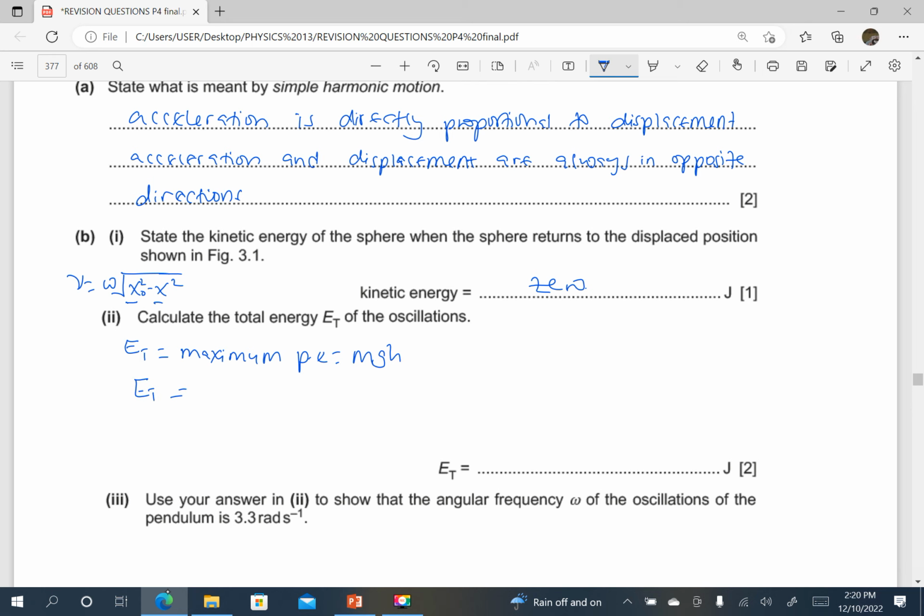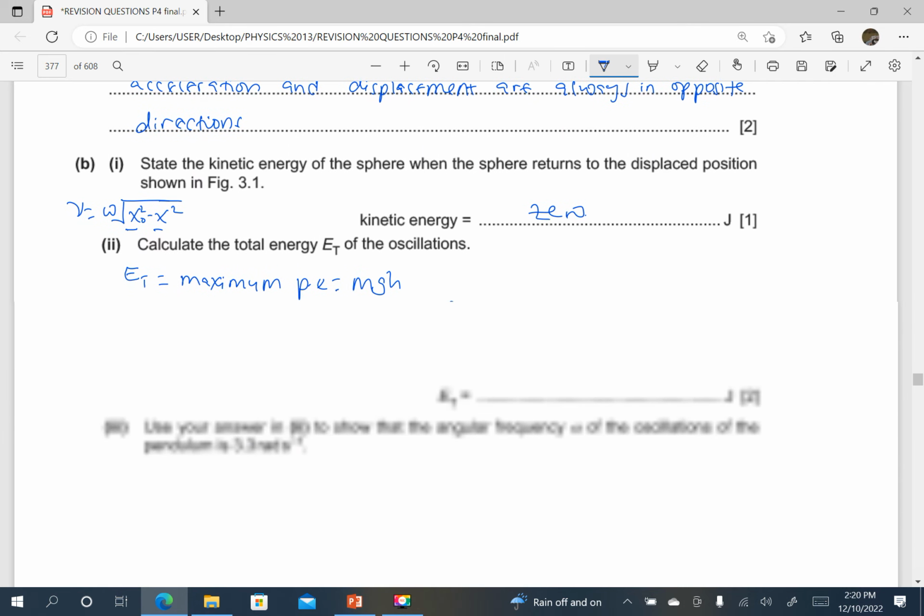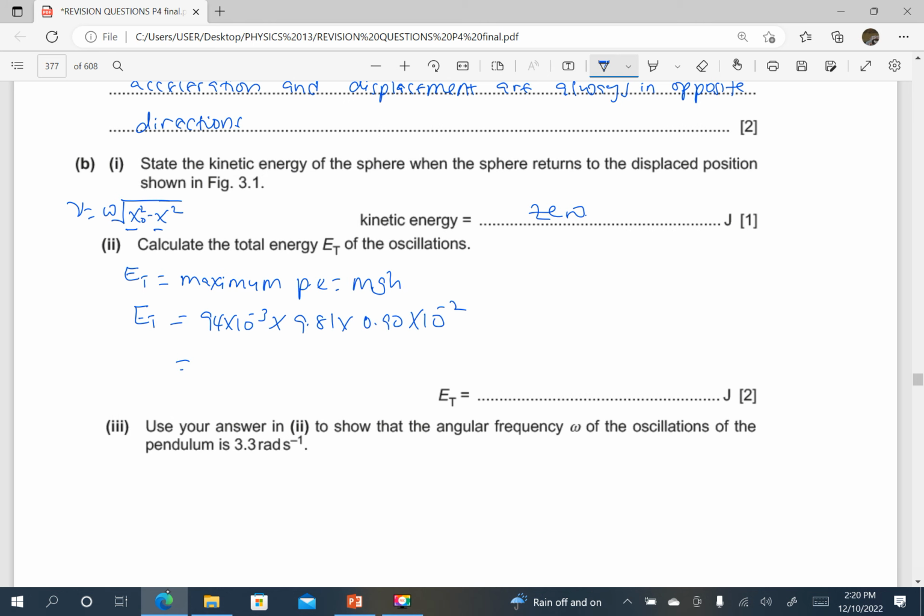So E total is going to be the mass. What was the mass? The mass is 94 grams. So that is 94 times 10 power negative 3. g is 9.81. The vertical height is 0.90 centimeters, so it is times 10 power negative 2. I press my calculator to find total energy. So from my calculator, this is 8.3 times 10 power negative 3.